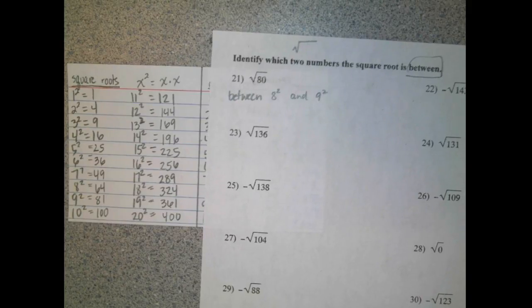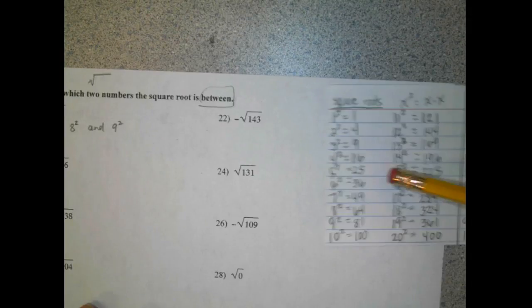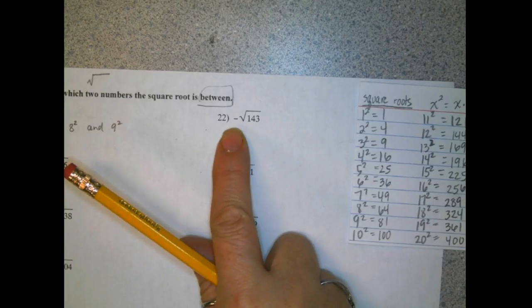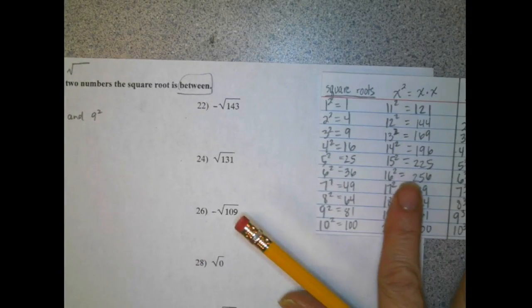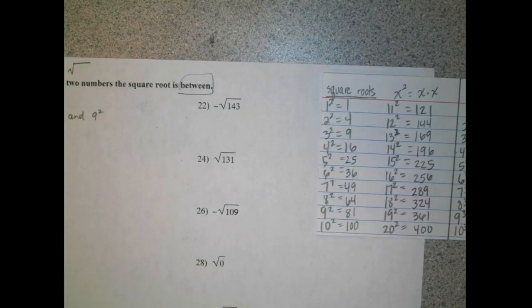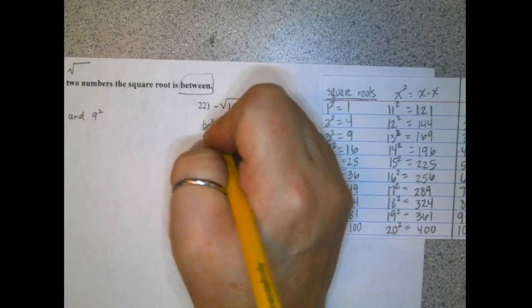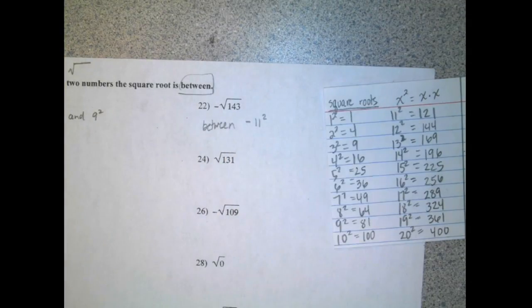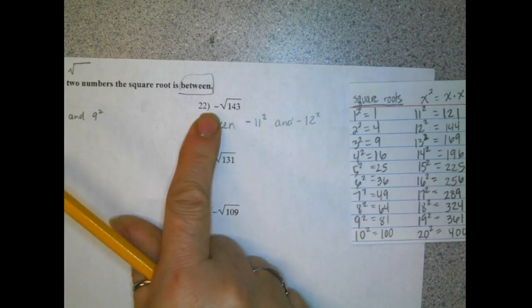Okay, so let's look at 22 super quick. 22 is telling me that it's negative 143, right? Remember that negative is going to make a difference here. So what is it going to be between? It's going to be between negative 11 and negative 12.